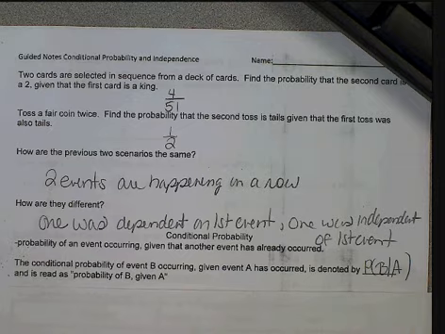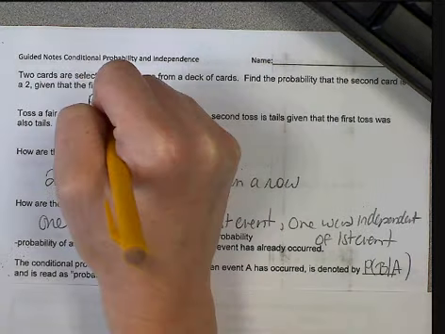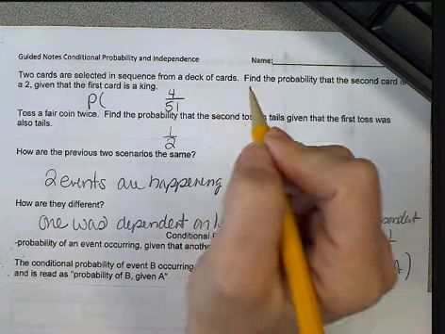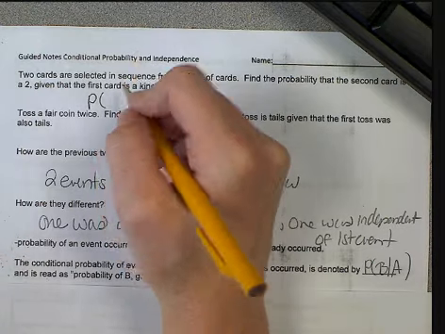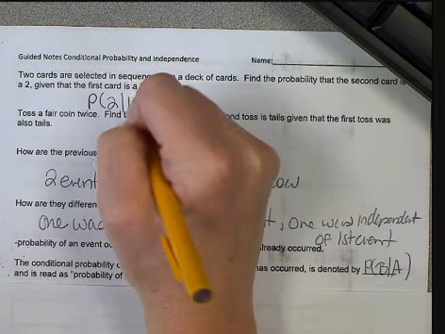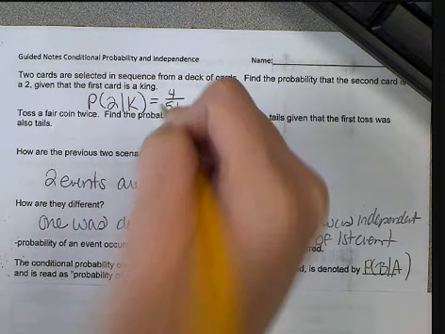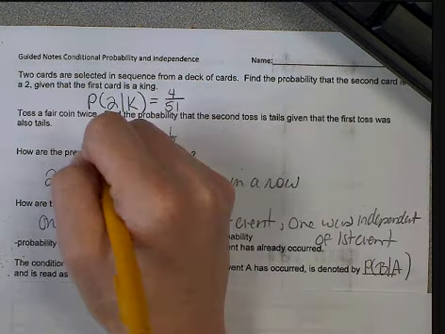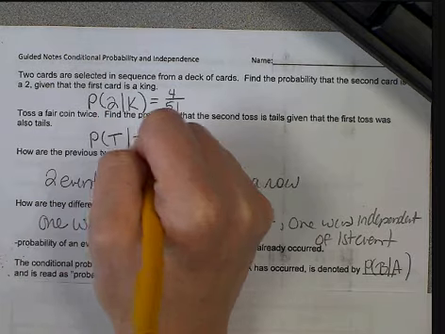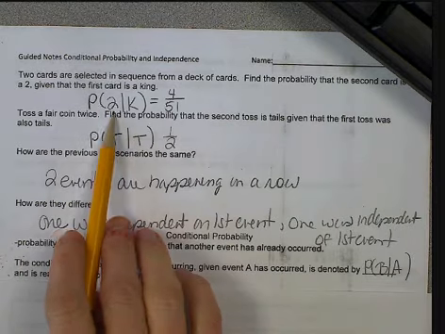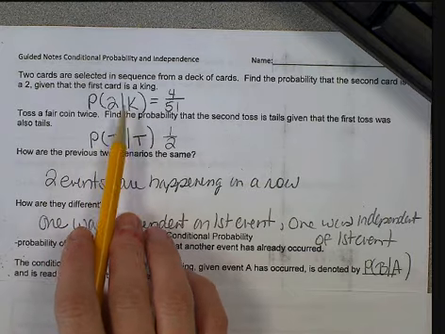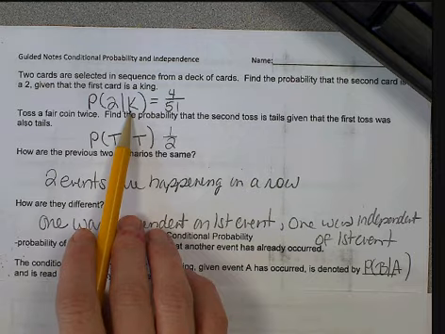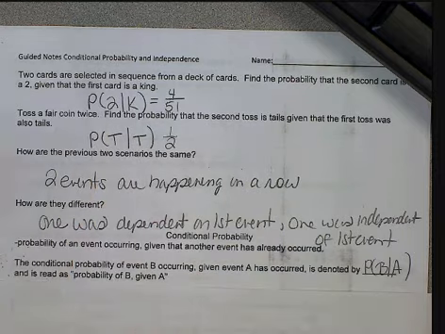So if I were to go back to our 2 examples and use that notation, in the first example it would be the probability of two given king. And in the second, it would be the probability of tails given tails. So let me go back to the first one for just a second. What's the probability we draw a 2 given the first card was a king? So that's our notation there.